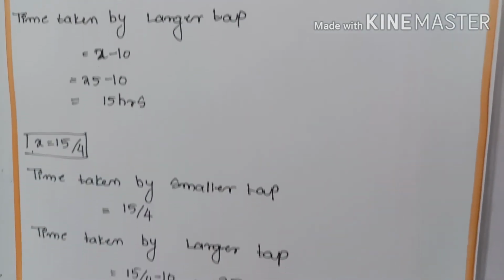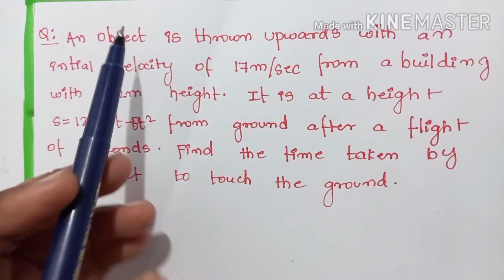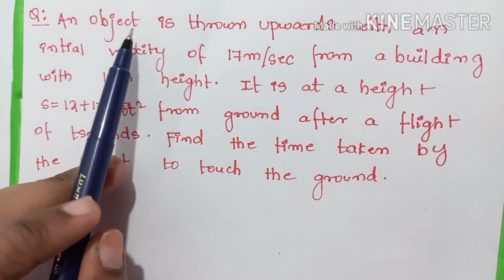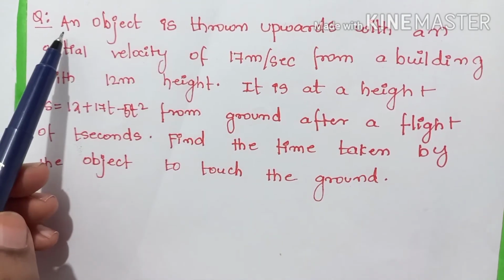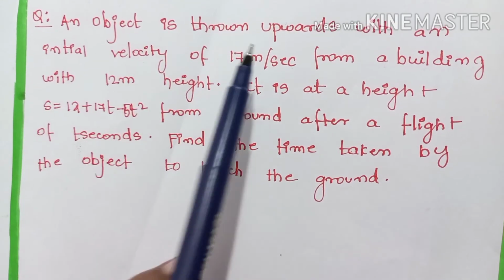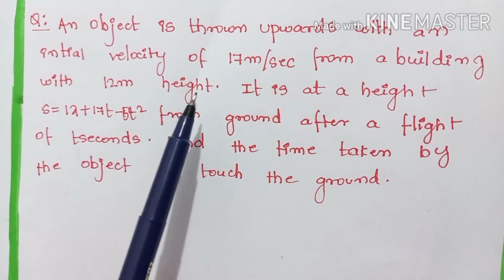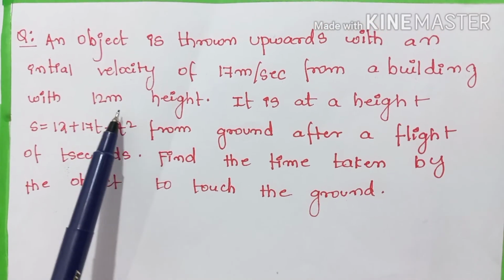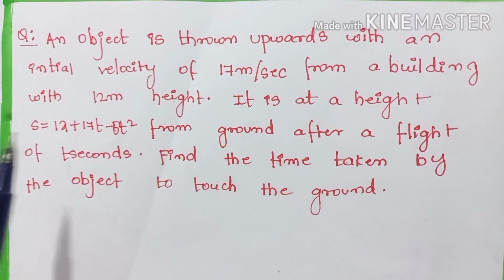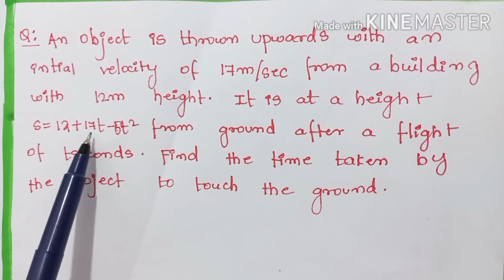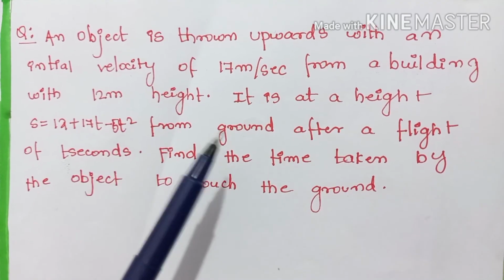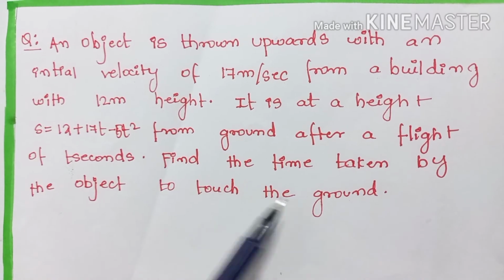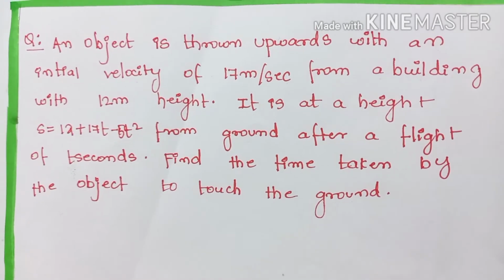That's enough. Now let us solve another question which is somewhat related to physics, but it is very easy to understand. An object is thrown upwards with an initial velocity of 17 meters per second from a building 12 meters high. It is at a height s equals 12 plus 17t minus 5t square from the ground after a flight of t seconds. Find the time taken by the object to touch the ground.